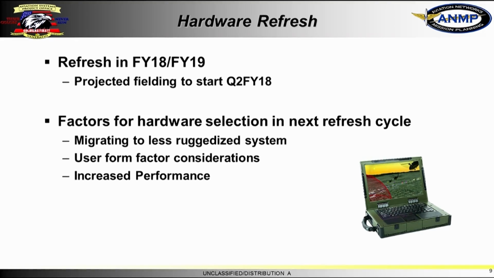Next slide. Again, we are projecting to field our hardware refresh in second quarter FY18 with the following factors. One is ruggedized versus less ruggedized. The second is the form factors, maybe a keyboard solution, maybe a trackball or a mouse, or a wider screen, or maybe a number keypad that you can use. And the last factor is increased performance, because we wanted to address Windows 10 compliance and improve the processor for software growth and better internals for future capabilities.